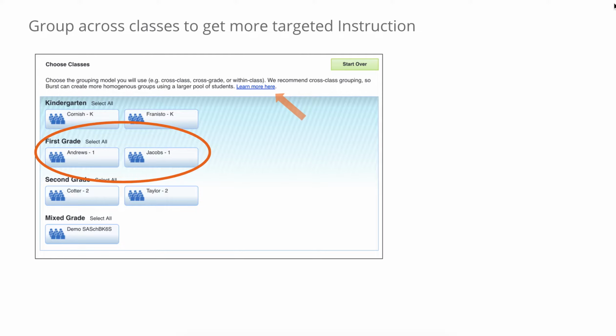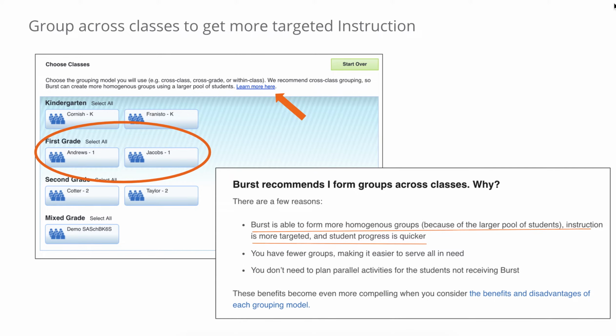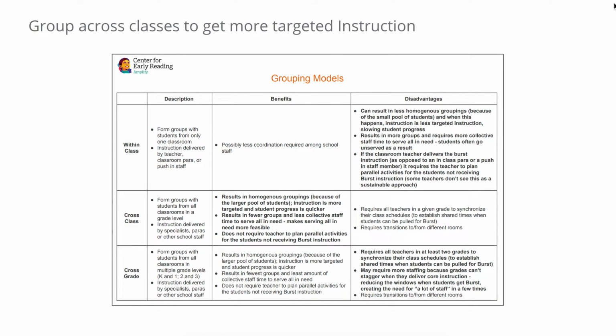You can click on Learn More here to read about the benefits of cross-class grouping. There you'll learn that in addition to forming more homogeneous groups, the cross-class model typically yields fewer groups, making it easier to serve all in need, and removes the need to plan parallel activities for the students not receiving Burst. You can also get to an overview of the benefits and disadvantages of each grouping model by clicking here. This table is a great resource as you think about how you can maximize the growth of your students this year.